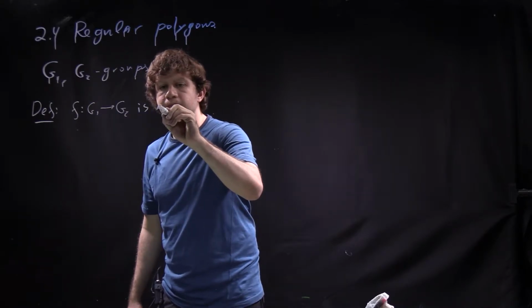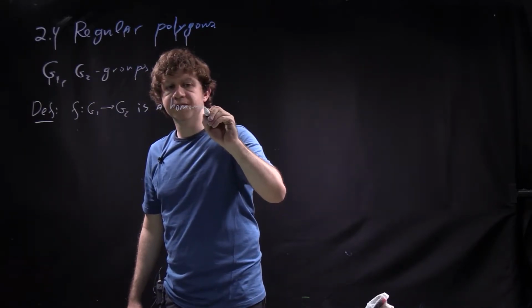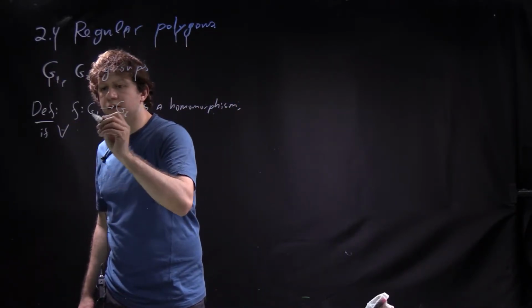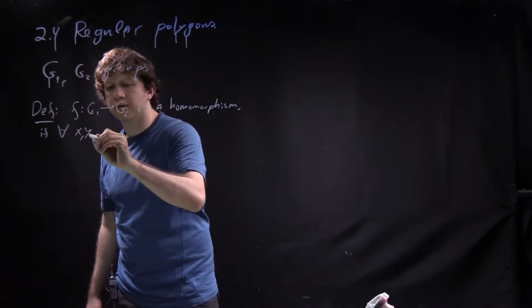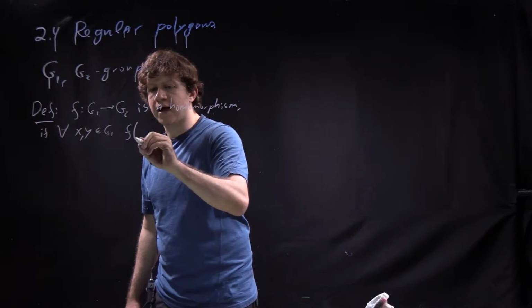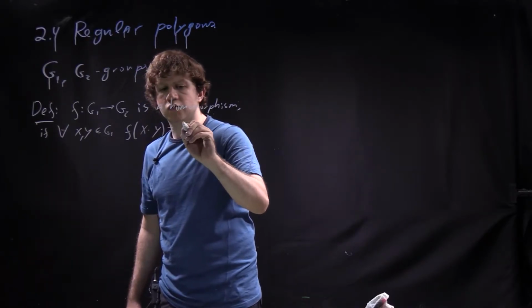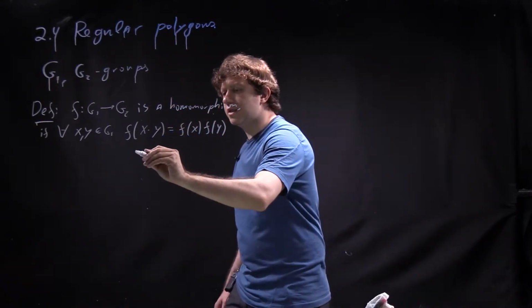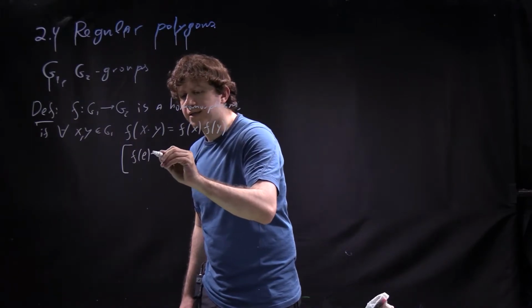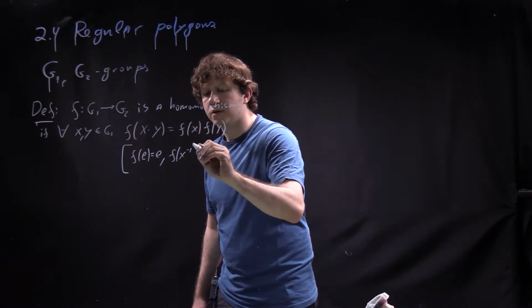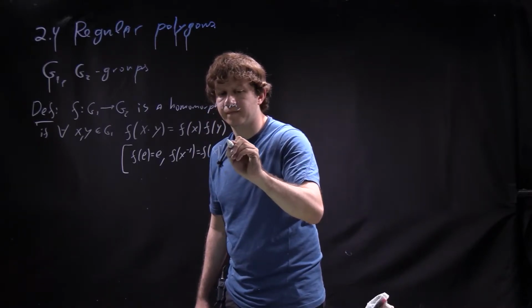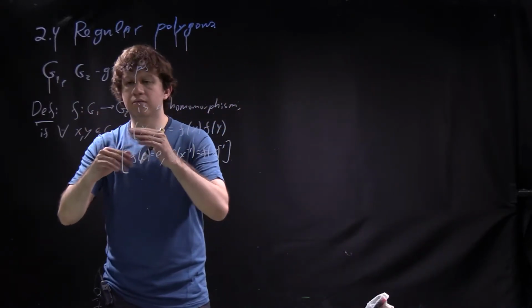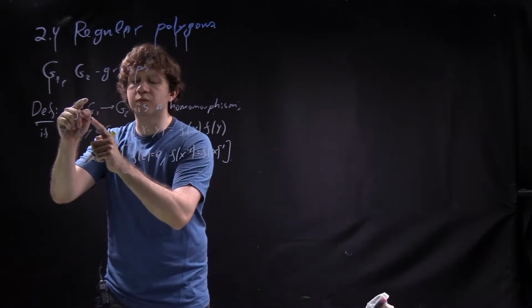is a homomorphism, or morphism, if for every two elements x and y in G1, f of x times y is equal to f of x times f of y. In particular, it's easy to deduce that f of identity is identity, and f of x inverse is f of x, inverse. These are simple corollaries of this property. Basically, this is a map of sets, but it has the property that it moves product to product.